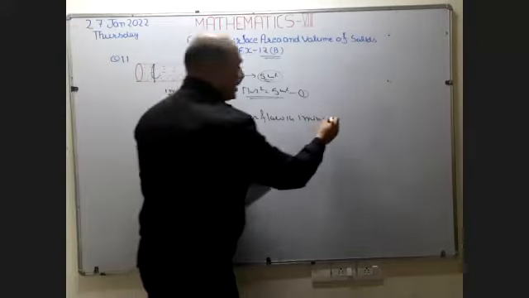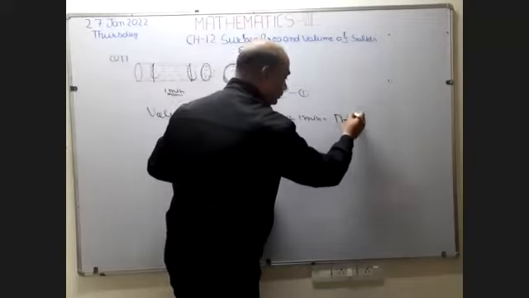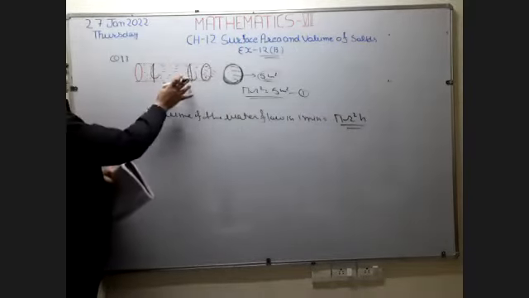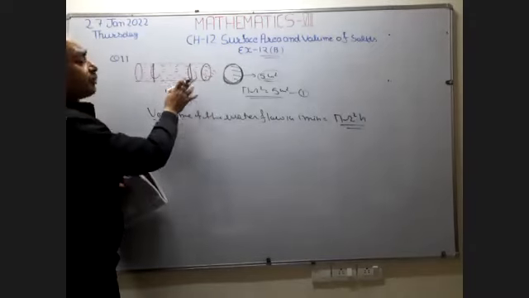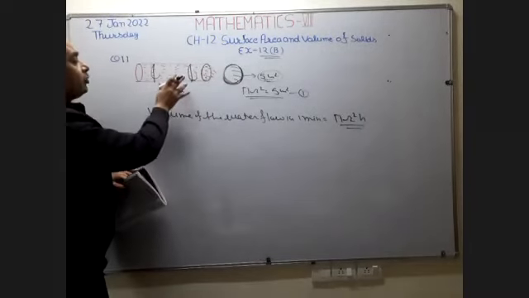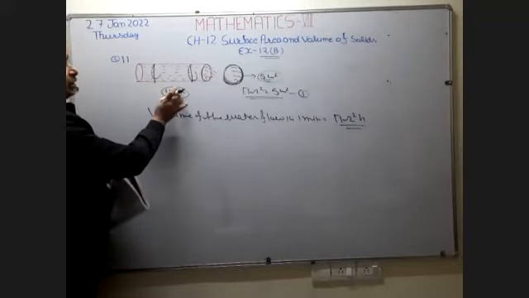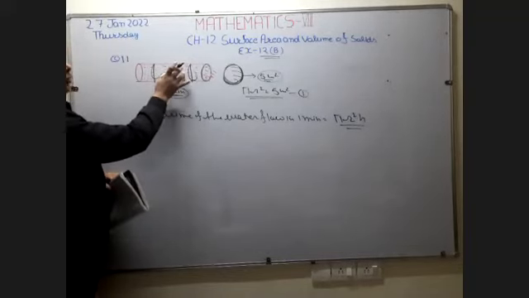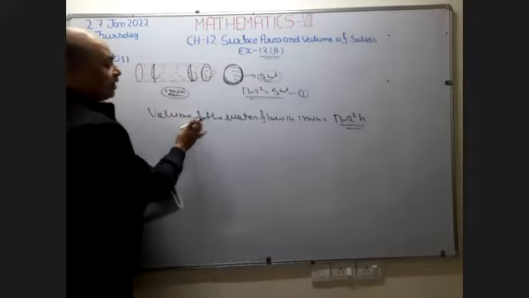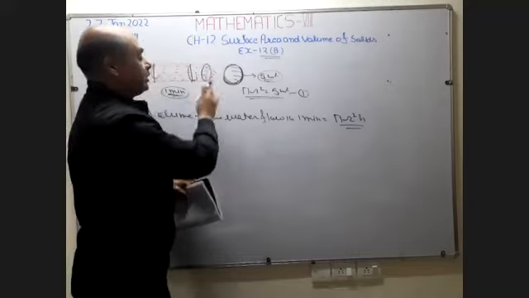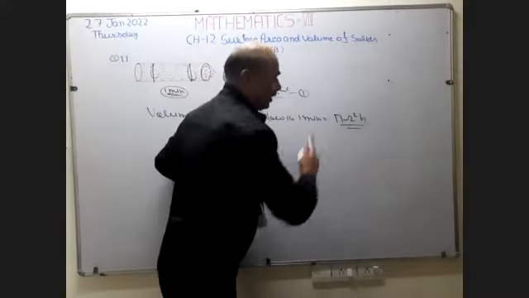So I use pi r square h, because this water comes out from the pipe, and the pipe is the shape of a cylinder. So we have to find the volume of water which flows in 1 minute from this pipe. The pipe is cylindrical, so I use the formula pi r square h.